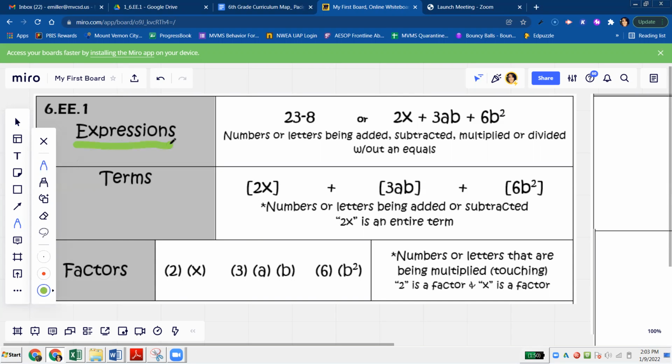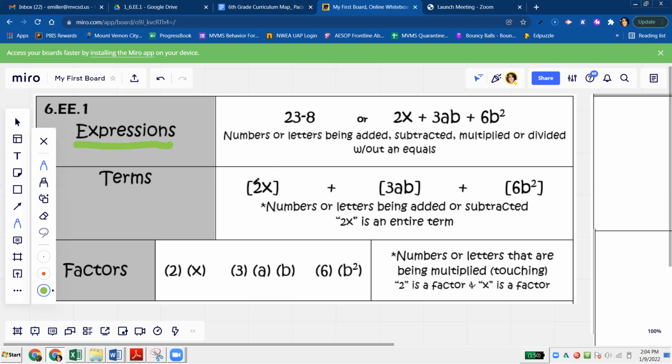An expression is numbers or letters being added or subtracted, multiplied or divided without an equal sign. So example, 23 minus 8 is an expression. The reason why it's an expression instead of an equation is an equation would have an equal sign and then an answer of some sort, a letter or number on the other side. So another example of an expression is 2x plus 3ab plus 6b squared. That's an expression because there's no equal sign with something on the other side of it. So that makes this an expression.